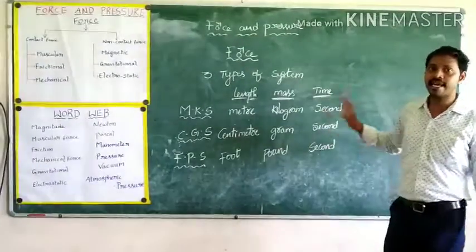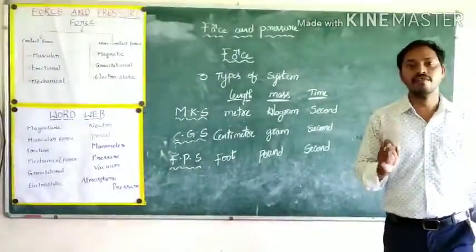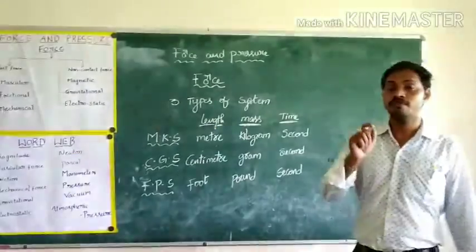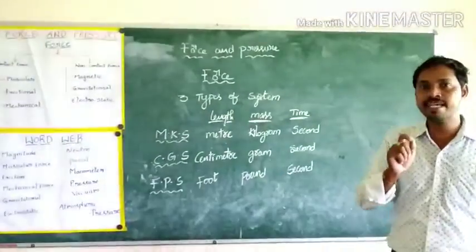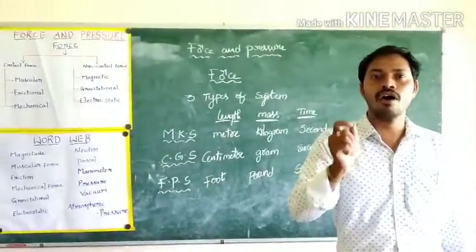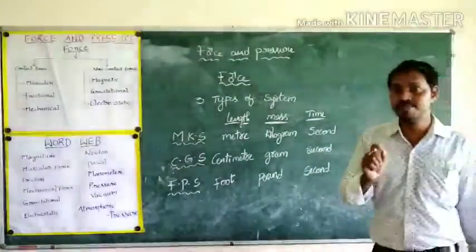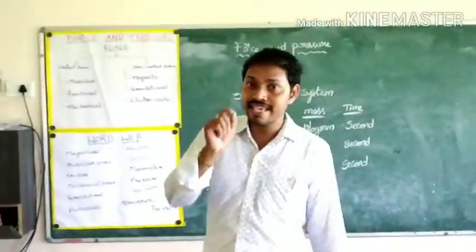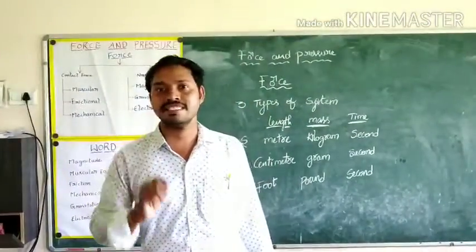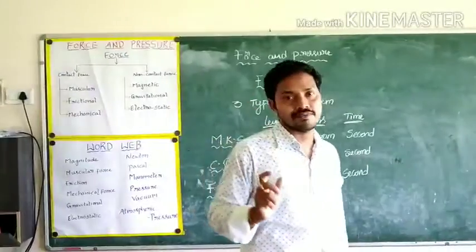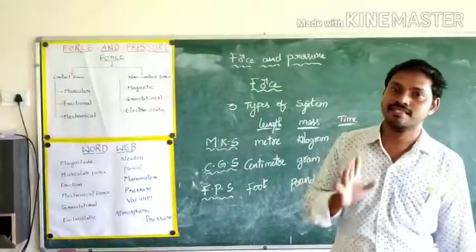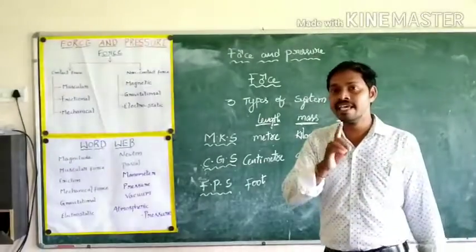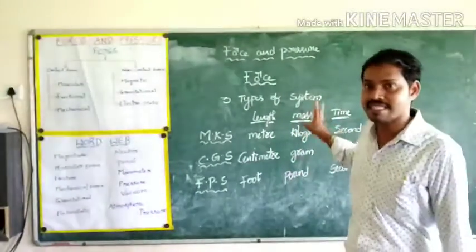Okay, observe this clearly and I will ask one question. Get ready with your answer. Which physical quantity has the same unit in all these three systems? What is your answer? Yes, time. Time is a quantity which has the same unit in all these three systems.